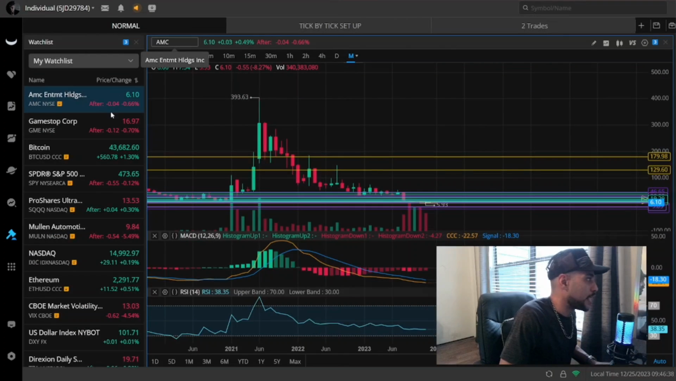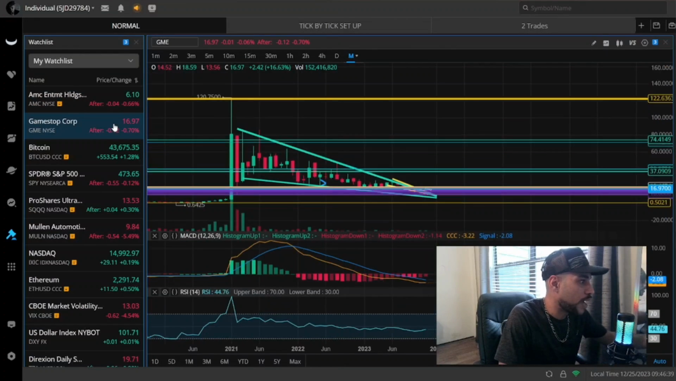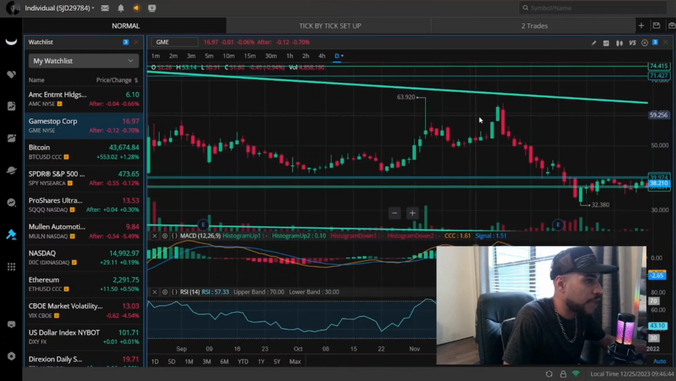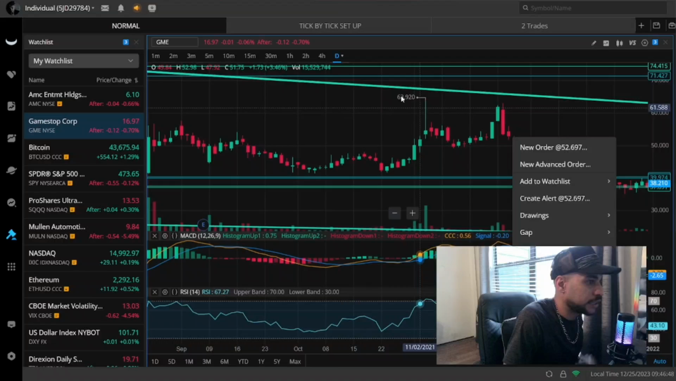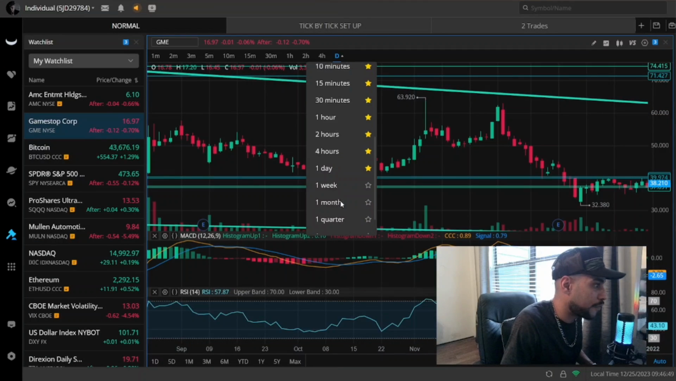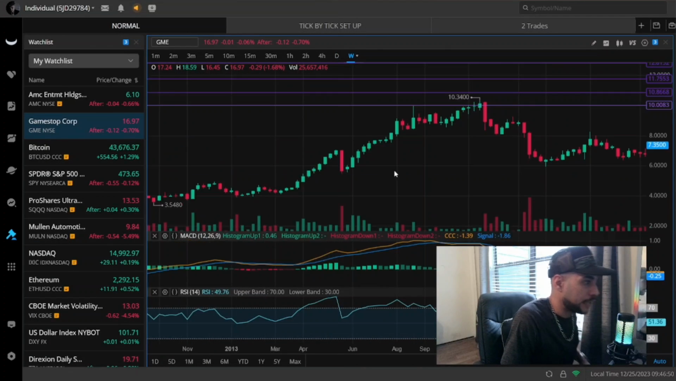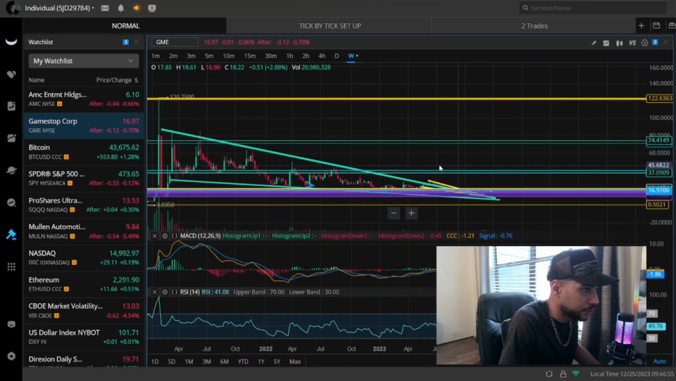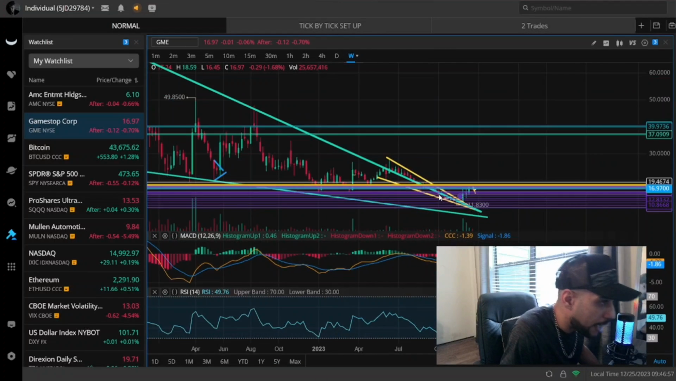I also want to point out that GME is in this falling wedge. There's an official falling wedge for GME. It officially broke out of it and then retested it. So if we go ahead and look on the weekly time frame, I'm going to try to pull this up real quick. It literally broke out and retested the wedge. You guys can see that it broke out of this.